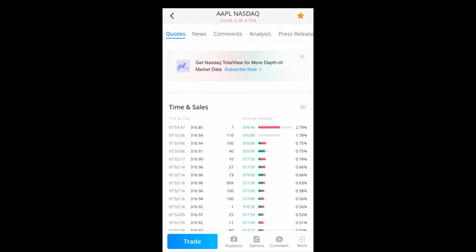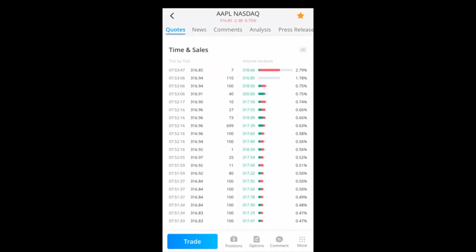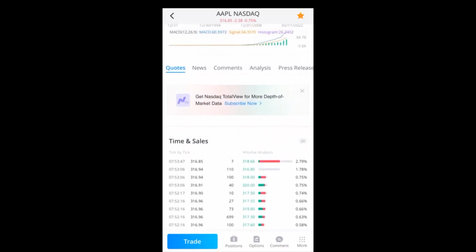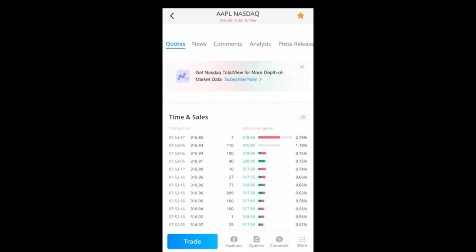So as we move further down, you can see the individual buy and sells for Apple, and that's on the quote section. So you can see at a specific time how much Apple stock sold for, how many shares were bought, the total volume. You can see all of that information here. So there's a lot of information that you can view within this Webull app.